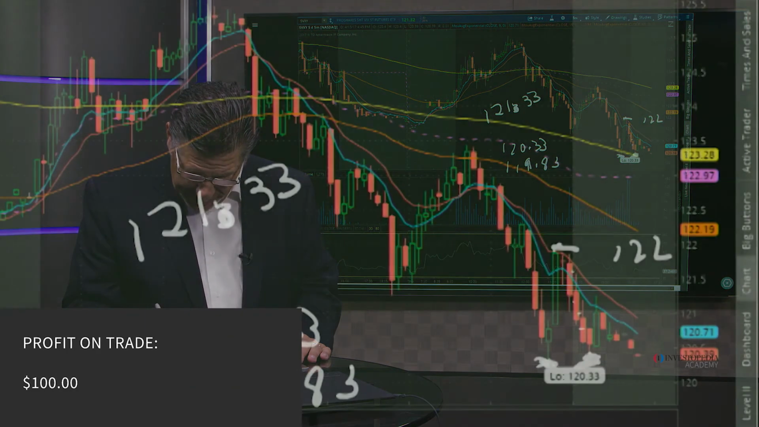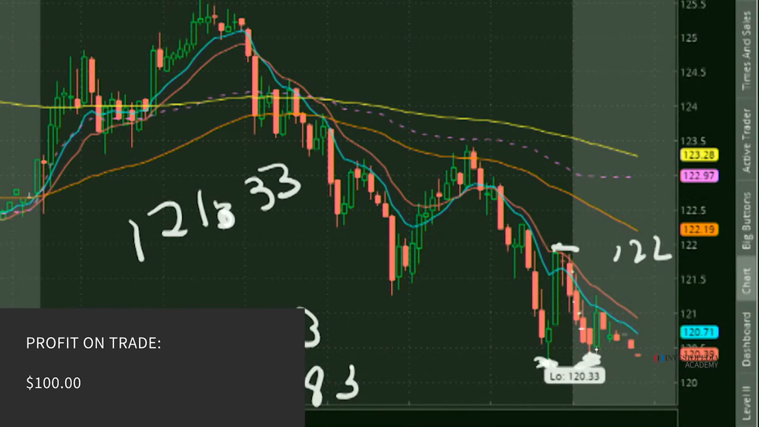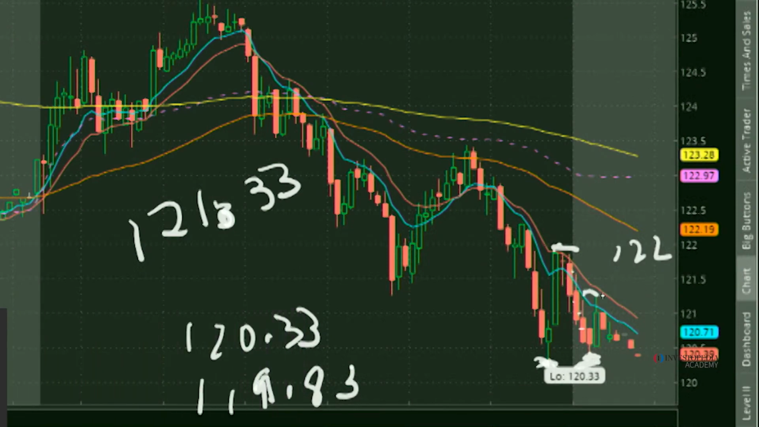$121.33. And we can see here, right about 8 minutes after the stock made its double bottom, it traded as high as 121.40. So we would have gotten out of that trade and taken our $1 profit. Let's move on to the next trade.